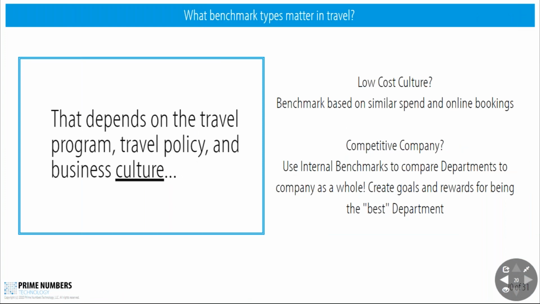So what benchmark types matter in travel? It all depends on your program, your policy, and your business culture. So your company's culture and how you approach benchmarking is dependent on many factors. If you're a low-cost culture, you would benchmark based on similar spend and online bookings, perhaps agent versus online, kind of always driving to the cheapest, most efficient mechanism for booking. If you're competitive, you would use internal benchmarks to compare departments to the company as a whole. You'd create goals and rewards for being the best department.